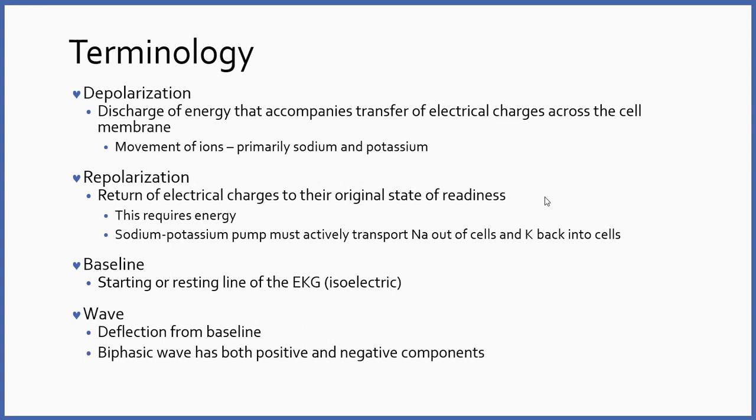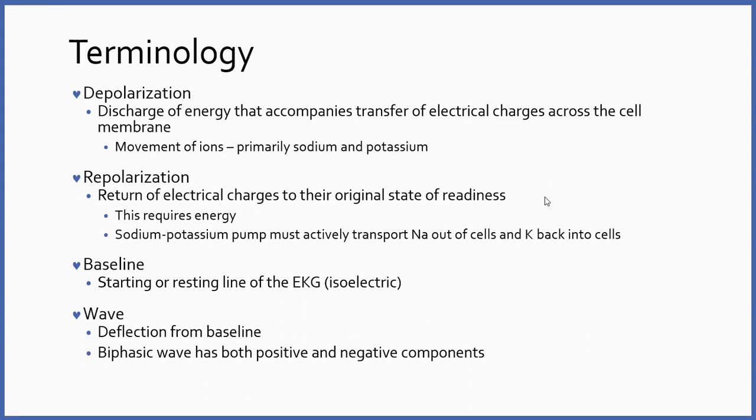And that energy needs to be in the form of oxygen and glucose. That gets problematic if the patient is hypoxic or ischemic or infarcting. And that's part of the reason that we see EKG changes with, for example, heart attack.